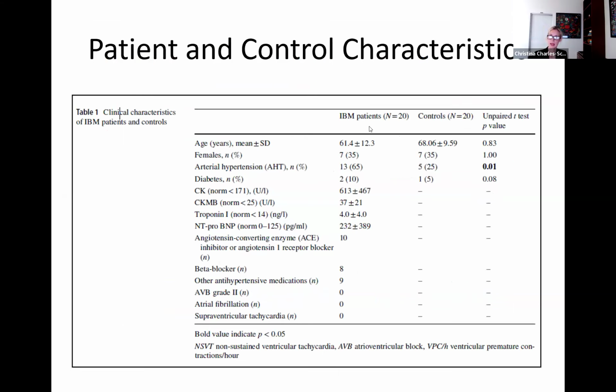So these are the IBM patients, 20 patients with IBM and 20 controls. The age was similar, 61 and 68. Female ratio you see here, 35 and 35%. They need a little bit more women in these studies.